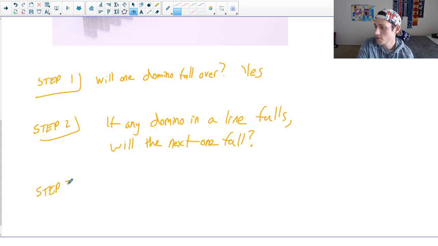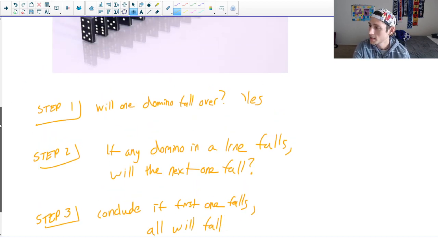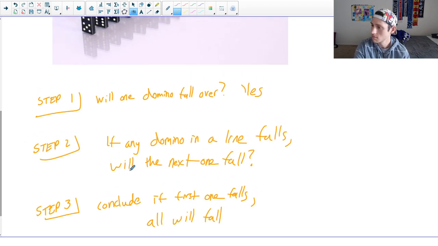So then step three, we can conclude that if the first one falls, then all will fall. Right? Because we showed with just one, our first step was just show that one domino will fall over if I push on it. Okay, great. It works for this one domino.